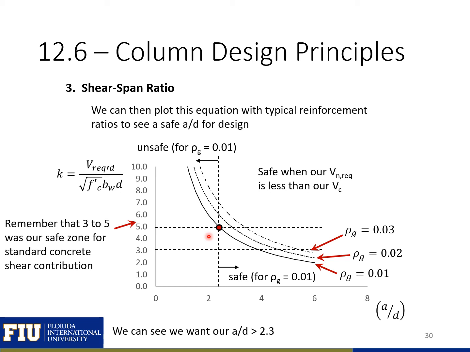So we'll be right in this range. And note how you read this plot: if you're on the left side, at this point here at 5 times the square root of f'c bwd for a rho g of 0.01, if we had an a over d less than that, we're unsafe, and if we had an a over d greater than that, then we're safe. So for a rho of 0.01 and a shear strength of 5 times the square root of f'c bwd, we want an a over d greater than 2.3.